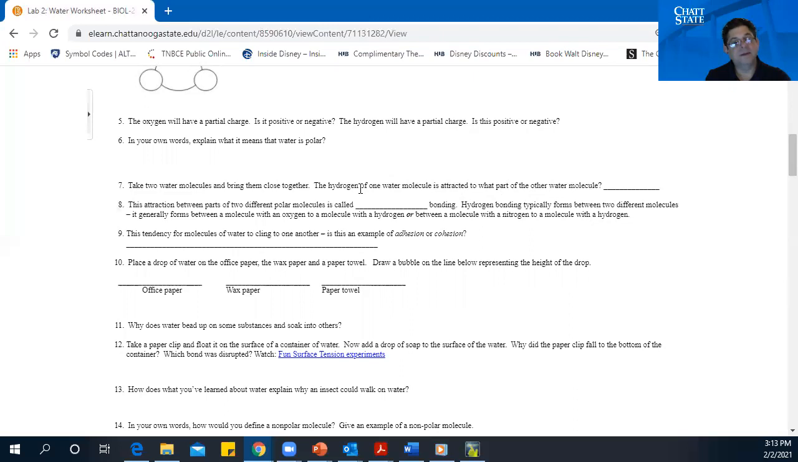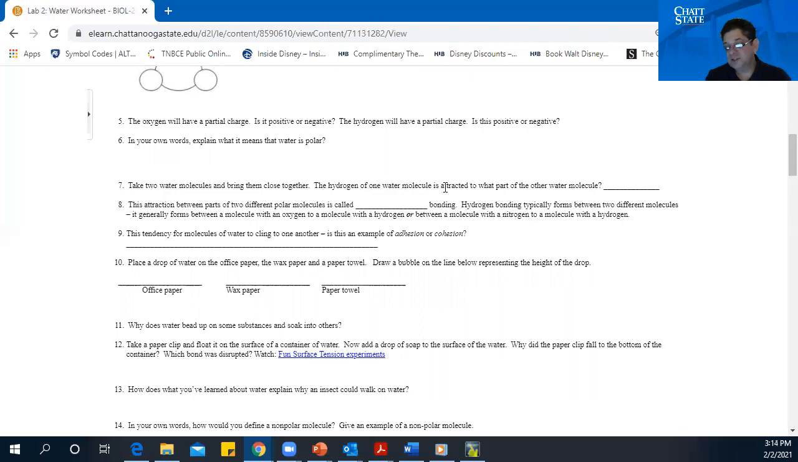Oxygen, because it's negative. Yeah, so we're using the information in number 5, where we said hydrogen will have a positive charge in this case, or a more positive, partial positive. So since the hydrogen side is positive, it'll be attracted to the oxygen of another water molecule. That's what I was trying to explain earlier.